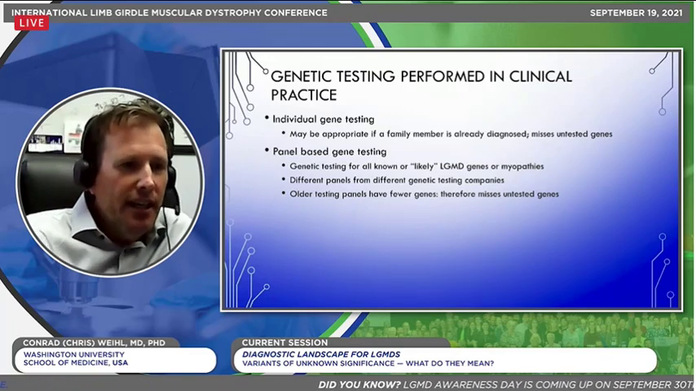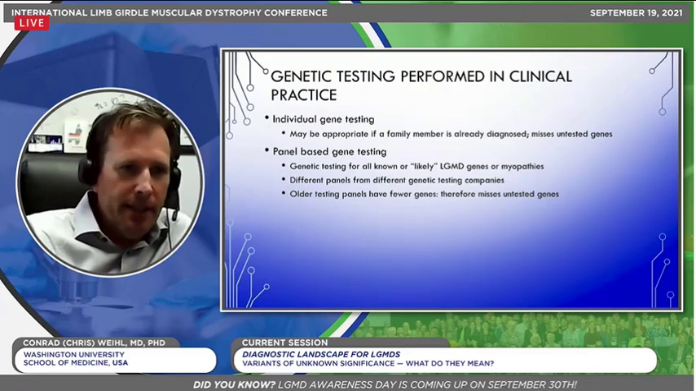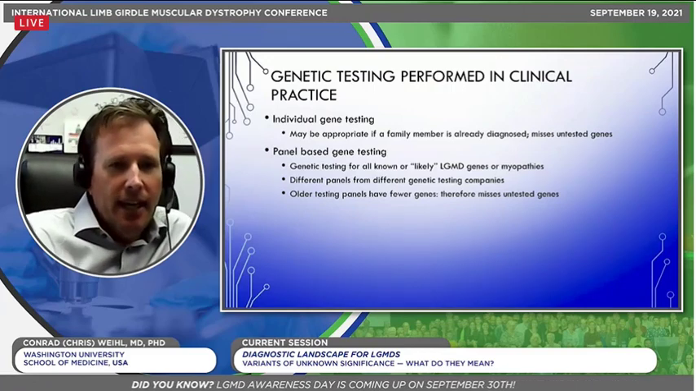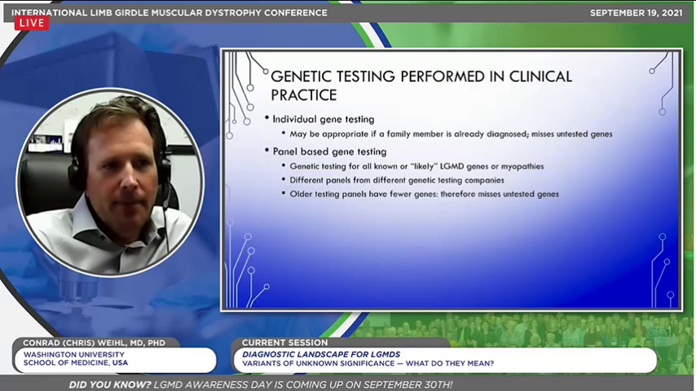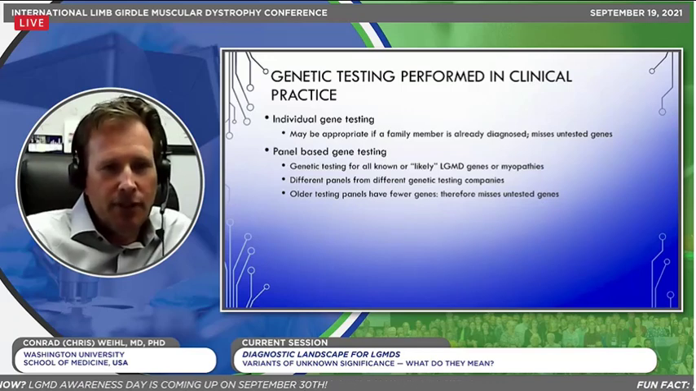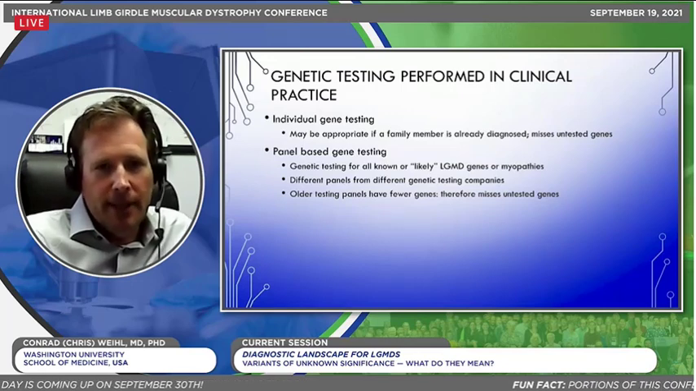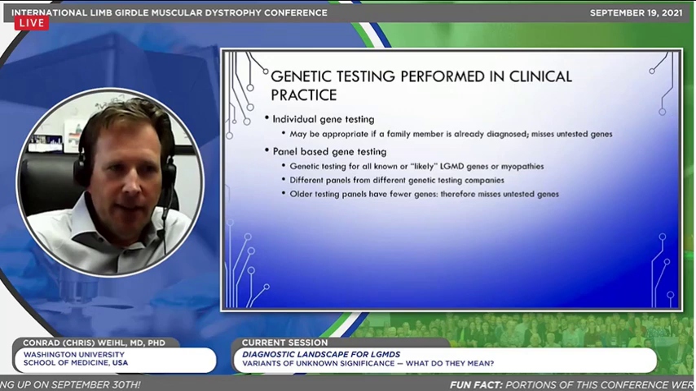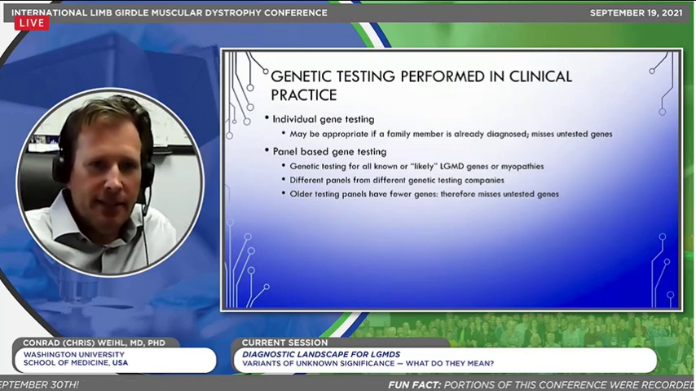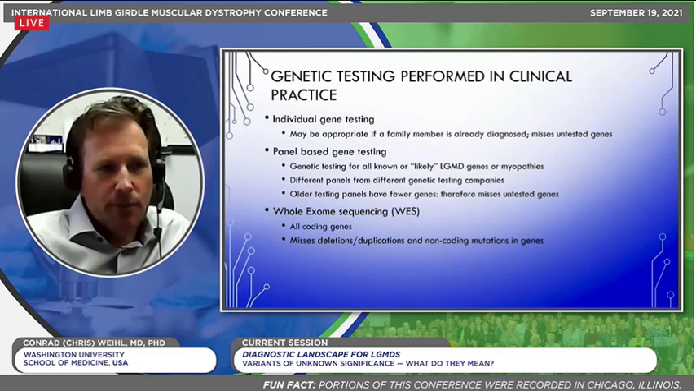In addition, depending on when your genetic testing was done, older testing panels have fewer genes than newer panels. And so it may not be inappropriate if your doctor says, I don't know what type of muscular dystrophy you have, to repeat a gene panel, because the gene panels have expanded and they've identified more and more variants in different genes. Another approach is whole exome sequencing.